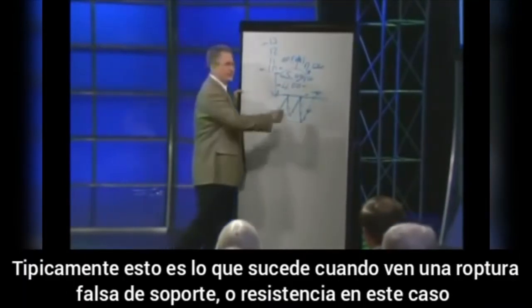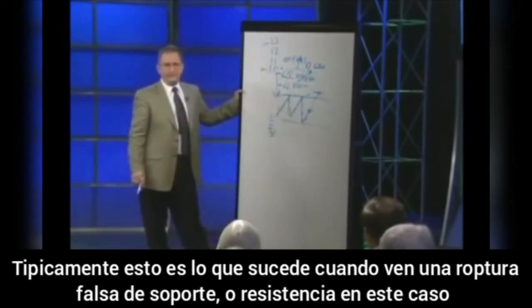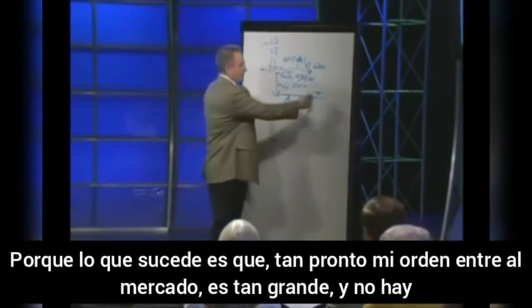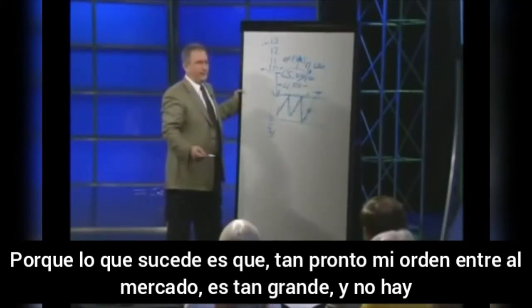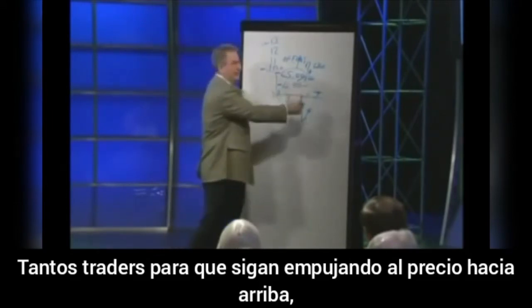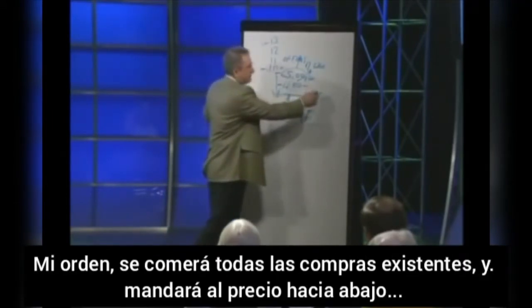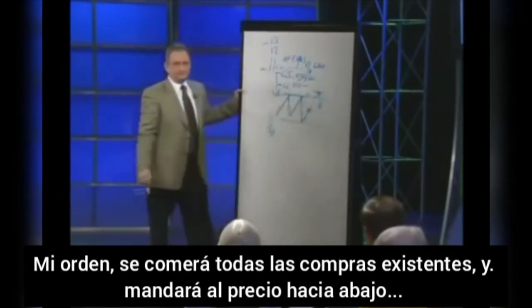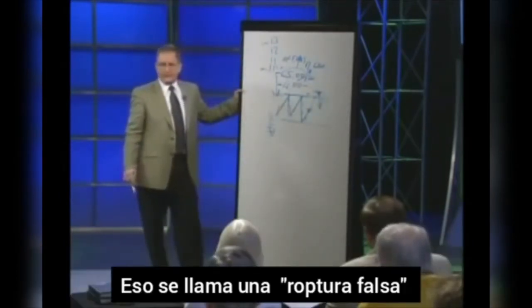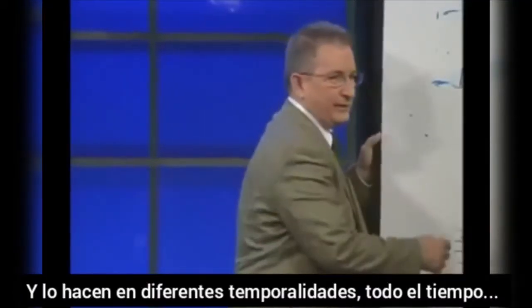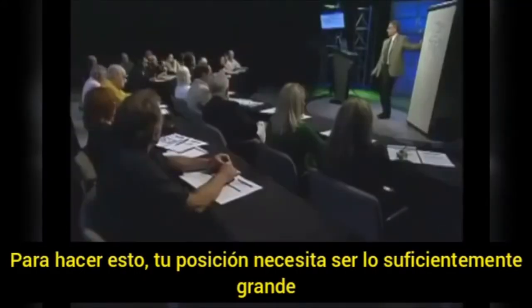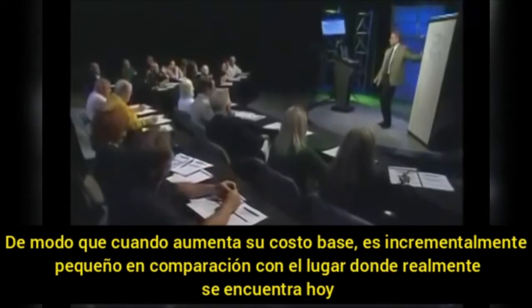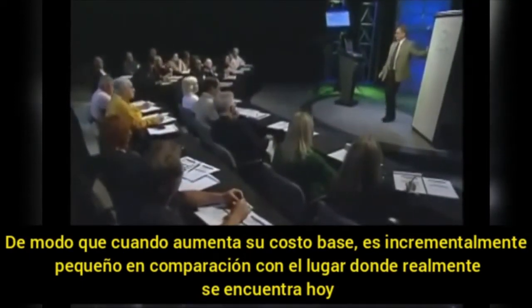This is typically what you see in a chart pattern as a false breakout. Because what will end up happening is that as soon as my order hits the market, it's so large, and because there really weren't that many other traders willing to continue to bid the market up, it'll take out all the bids and then drive the price right down. That's called a false breakout. It's being done at different time frames all of the time. To do this, you have to have a large enough position so that when you drive up your cost basis, it's incrementally small compared to where you really are today.